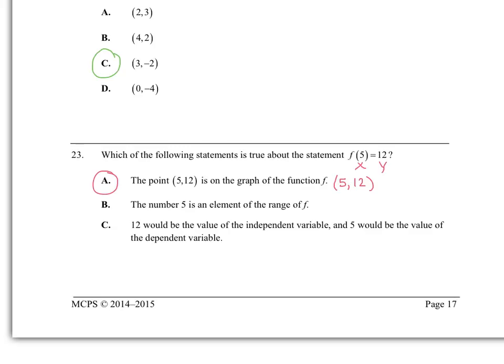The number 5 is an element of the range of f. Well, 5 is actually an element of the domain because it's our x, so that is not true. C says 12 would be the value of the independent variable, that would be our x, and 5 would be the value of the dependent variable, which would be our y. This is not true. 5 would be the value of the independent variable, and 12 would be the value of the dependent variable. Either way, we know C is not true either, so the answer is A.